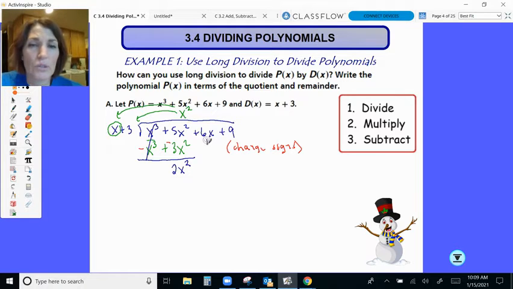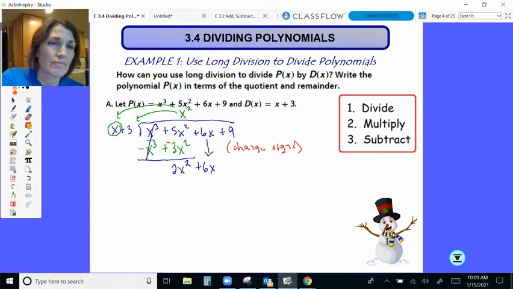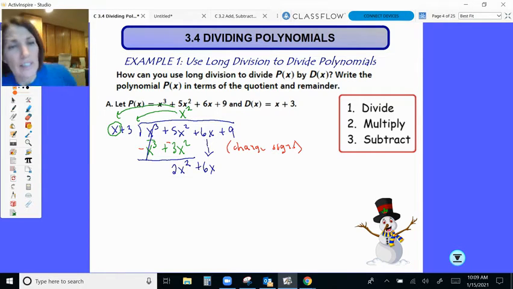Then we're going to bring our next term down, just like we did in our long division. So plus 6x. And we're going to start all over again. Okay, so we can take this term x. And what times x gives me 2x squared? And that's going to be 2x, right? So I'm going to put this over here. So I'm going to go plus 2x.